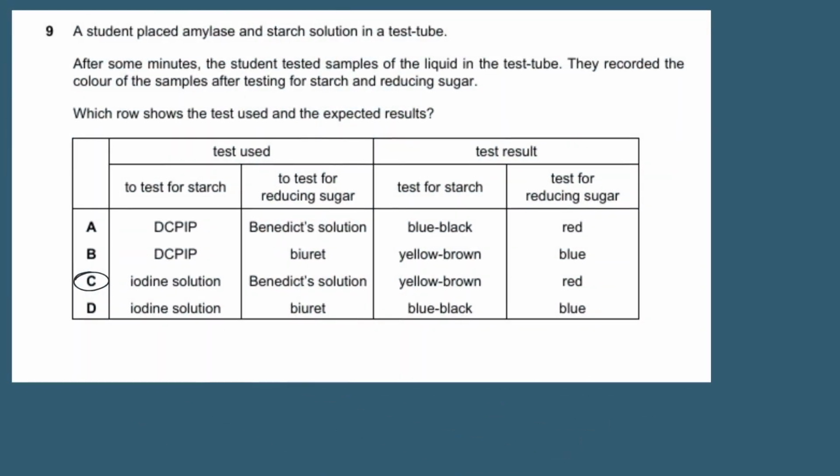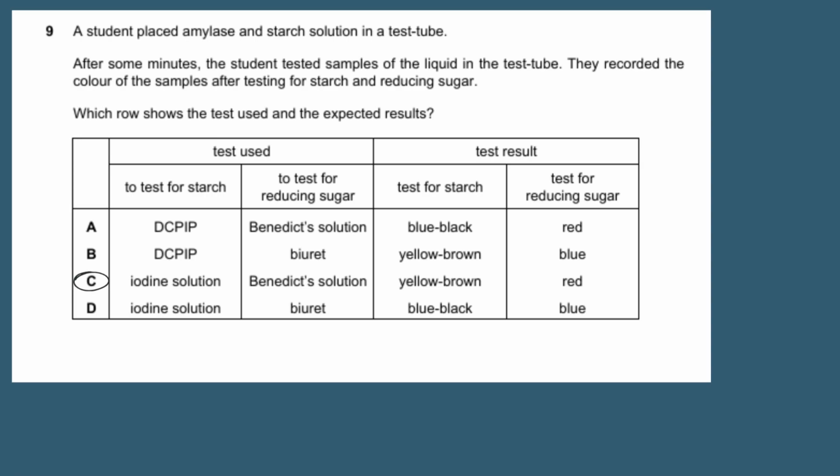Question number 9. These are the same question every year, every paper they have asked. So this is the color change or a testing question. Let's see. The student placed amylase and starch solution in a test tube. Both solutions are in one test tube. You have to read carefully.